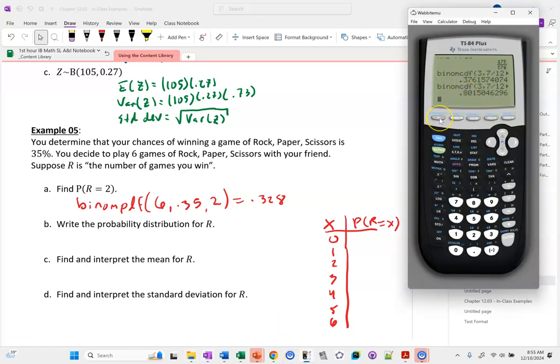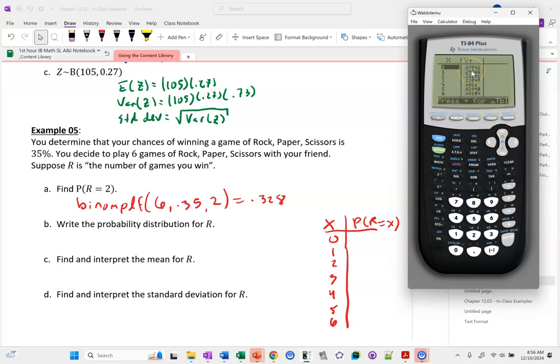Let me see if we can do this the clever way on our calculator. So these are all binomial PDFs because they're all equals. So 6 trials, the p-value is 0.35. Number of trials is going to be X. I'm going to input that. And then I'm going to go and look at the table.